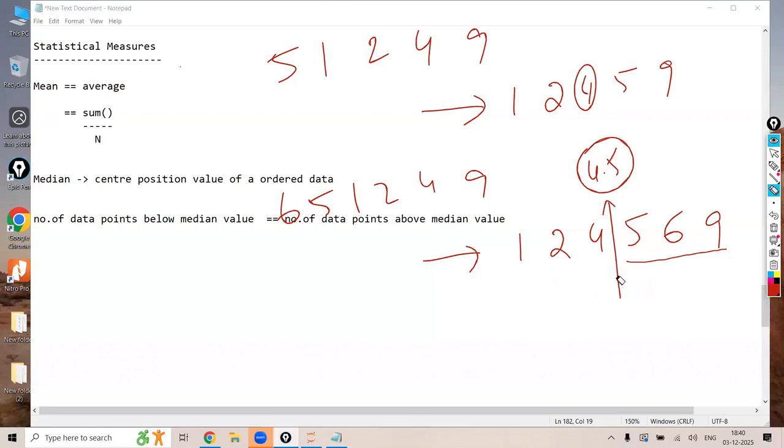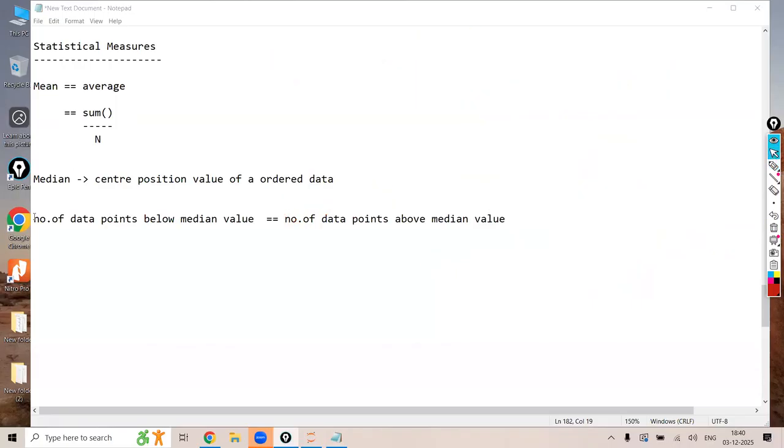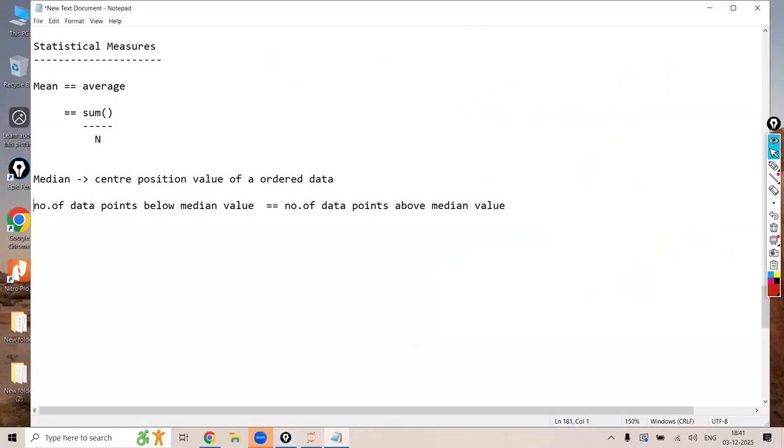So take the average of the center 2 values. If 2 values are in the center, take their average. In the center, either one value will be there, or 2 values will be there. So you calculate the center 2 values, and the average of those is called the median. Are the points clear? From the median value, the number of data points below and the number of data points above should be the same.